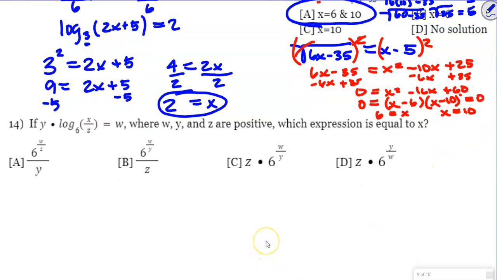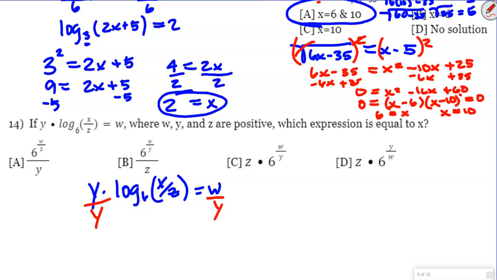All right, so here's our last problem. It says if y times the log base 6 of x over z is equal to w, where w, y, and z are all positive, which expression is equal to x? So we want to solve for x, don't we? So I'm going to rewrite this: y times log base 6 of x over z equals w. So the first thing I'm going to do is divide both sides by y. So that's going to give me log base 6 of x over z equals w over y.